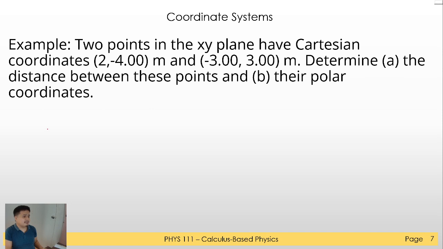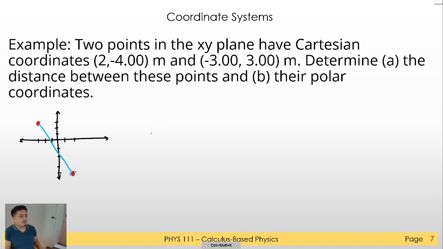Okay, so let's visualize this first. So we have 2 and negative 4. So let's say this is 2. I will not scale this down, guys. So we have 1, 2, 3, and 4. So this is your first point. And then we have negative 3 and 3. We have negative 3 going to the left, and then positive 3 going upwards. 1, 2, 3. So therefore, this will be your point. So we want to figure out what is the distance in between these 2 points.